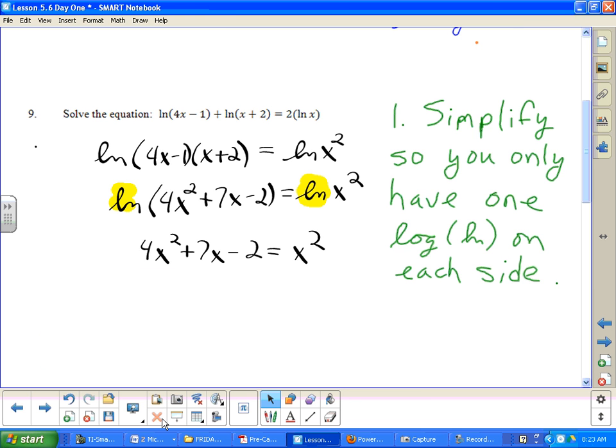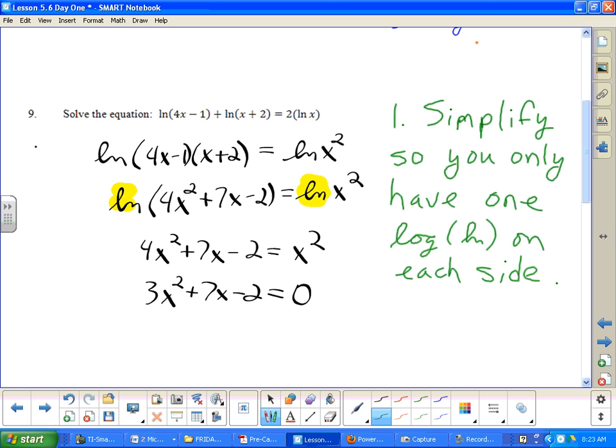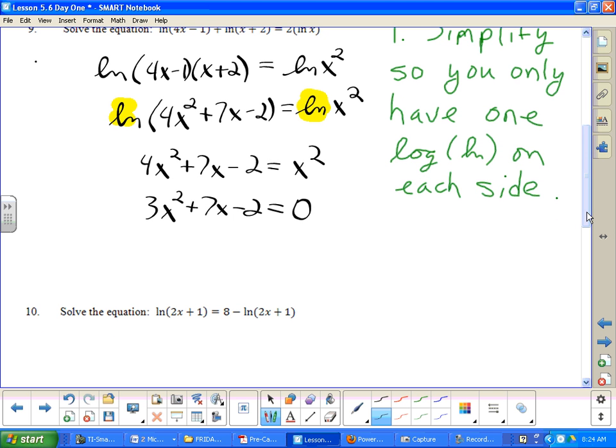So I just need to set that equal to 0 and solve. It's a quadratic equation. Unfortunately, in this case, when you get it equal to 0, this quadratic equation cannot be factored. So since it cannot be factored, you have to complete the square or use the quadratic formula. If we do the quadratic formula, we get negative 7 over 2 times 3 plus or minus the square root of 7 squared minus 4 times 3 times negative 2.